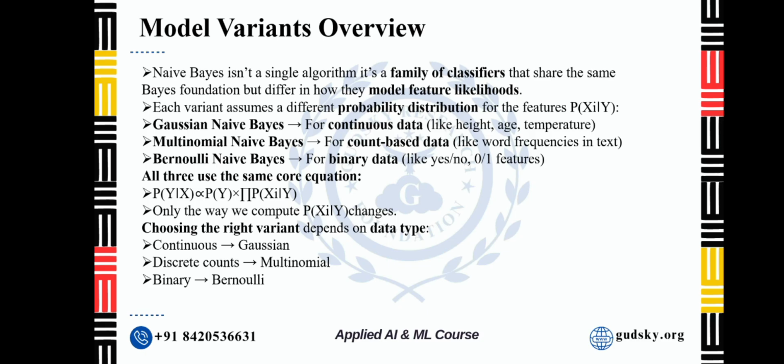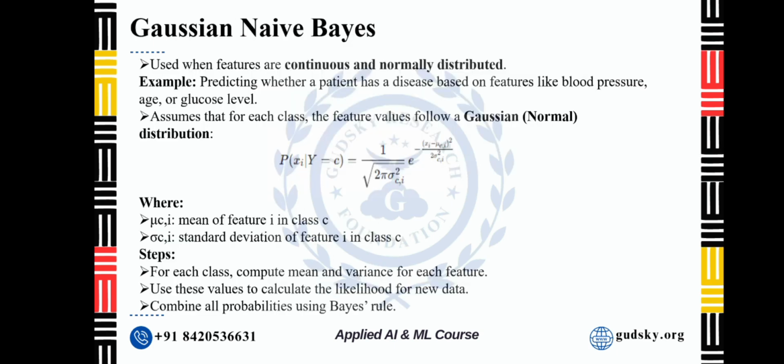If your features are numbers, that means Gaussian. If your features are word counts, that means multinomial. If your features are yes or no, that means Bernoulli. This flexibility is what makes naive Bayes so versatile. It can adapt to different data types just by changing the distribution assumption. So now let's see them one by one.